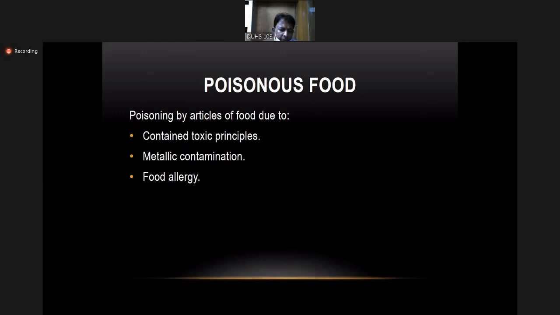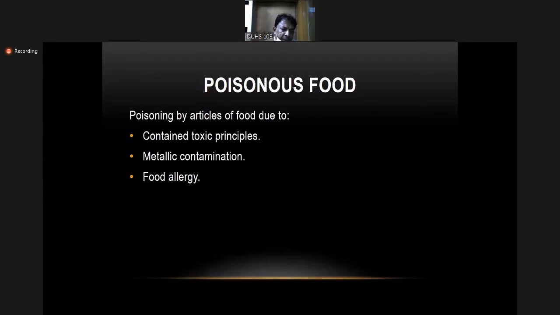Poisonous food: poisoning by articles of food due to contained toxin principles. A canned food may get toxins in three ways: containing toxin principles like bacteria and their toxins, and metallic contamination. The food is actually preserved in cans, and iron or aluminum over a long time causes toxicity. The wrong date written over the wrappers may also cause toxicity.